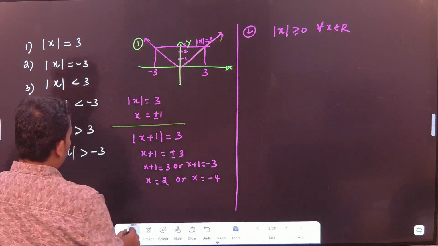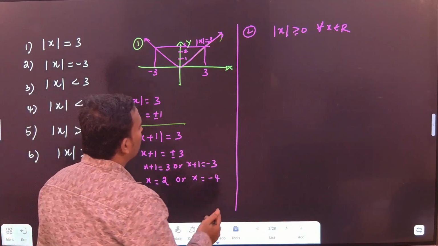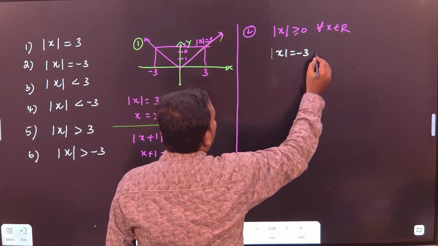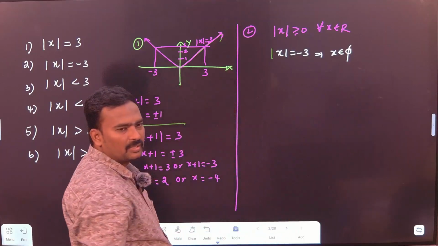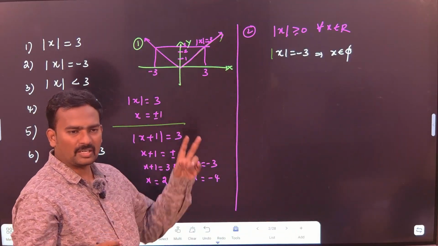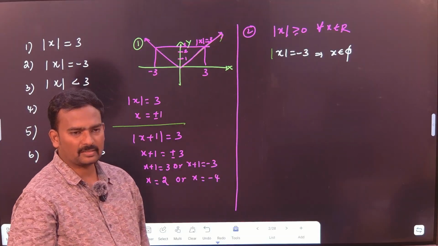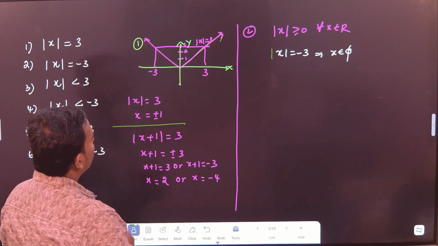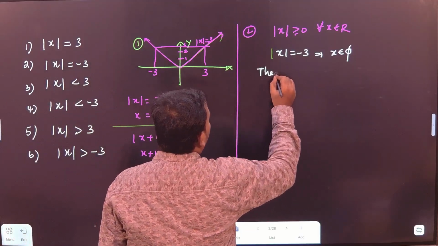Right? Therefore, what we can say, the mod x equal to minus 3 means this implies x belongs to empty set. There is no solution. There is no real number satisfies mod x that will be equal to minus 3. This is not satisfied. Okay, it's fine. There is no solution.